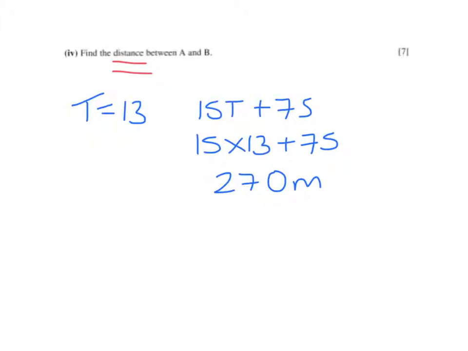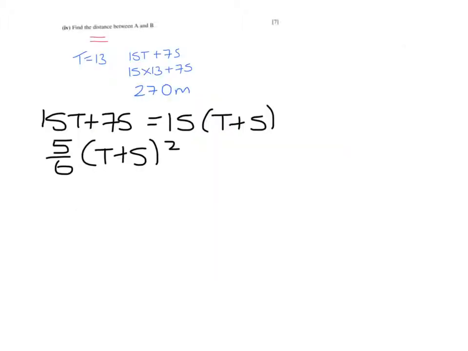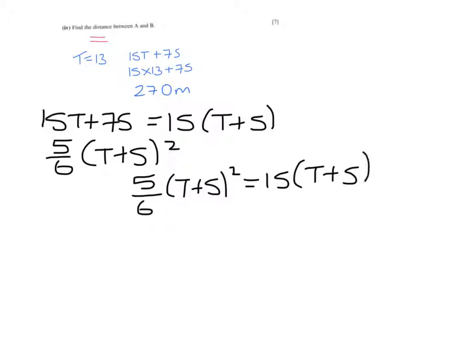I'm going to show you one algebra way that you could have simplified this even further. The first distance that the bus travelled was 15t plus 75. If I hadn't expanded the brackets, that would have been 15 upon t plus 5. The car we saw travelled for 5/6 upon t plus 5 all squared. If we put these two equal to one another, we have that 5/6 t plus 5 all squared equals 15 t plus 5, the 5 and the 15 cancel.